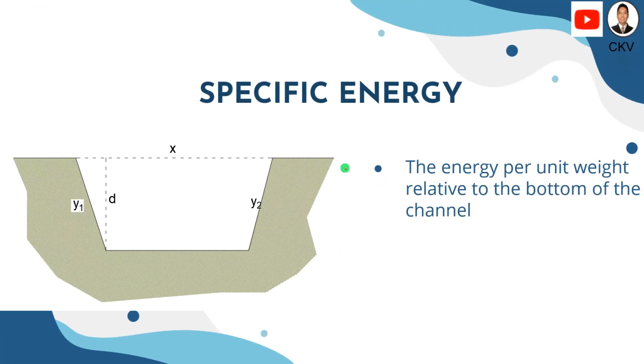Now, for specific energy, it is the energy per unit weight relative to the bottom of the channel. So what would be that? The specific energy of any section of an open channel, we use this solution. It's just the sum of v squared over 2g, that's the velocity head, added to the depth of the fluid. Okay.